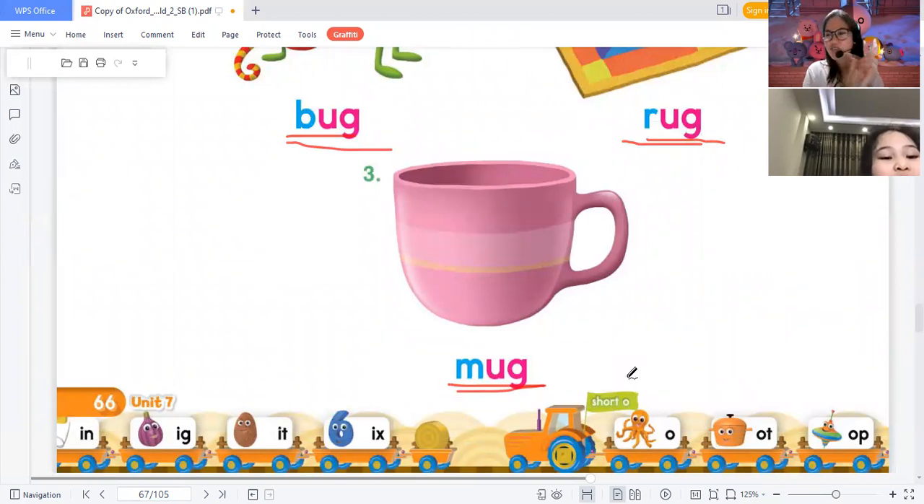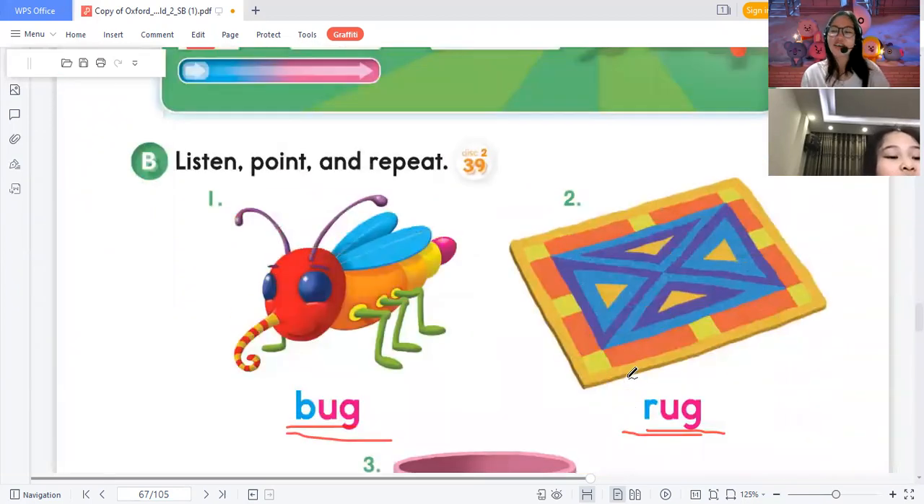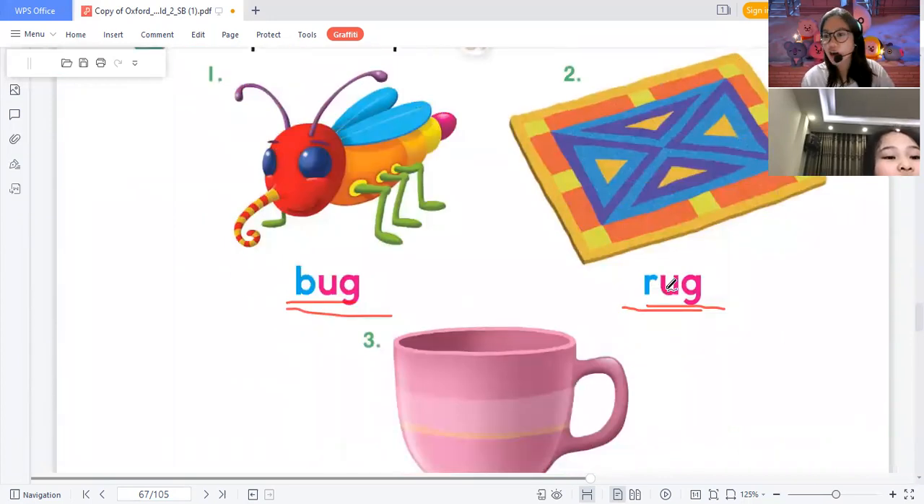Okay, wow, that's perfect. Okay, so anyways, do you know what a rug is? A rug, like this one. Do you know this? Oh, no. Okay. So it's actually just a small one, and then you have to wipe it, let's say, on the table. Wipe, wipe, wipe. It's a rug. Okay? Do you get it?